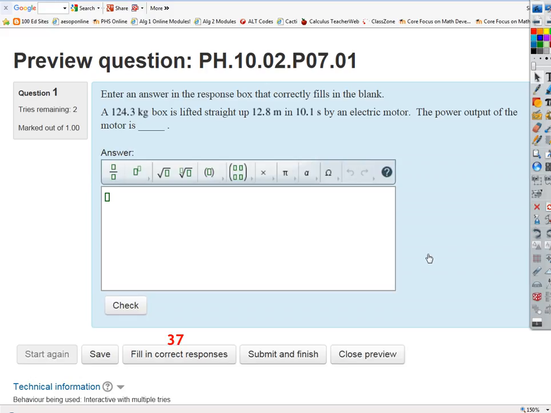Well, it'll make sense when you do. So if I wanted to figure out what the power output was here, what do I do? 124.3 times 9.8 times 12.5. Yeah, that's it, right? So it's just going to be the work done to lift this thing vertically, which is going to be its weight, so mg, times the distance through which it's lifted, times 12.8, divided by the amount of time it takes to do it, gives us power.